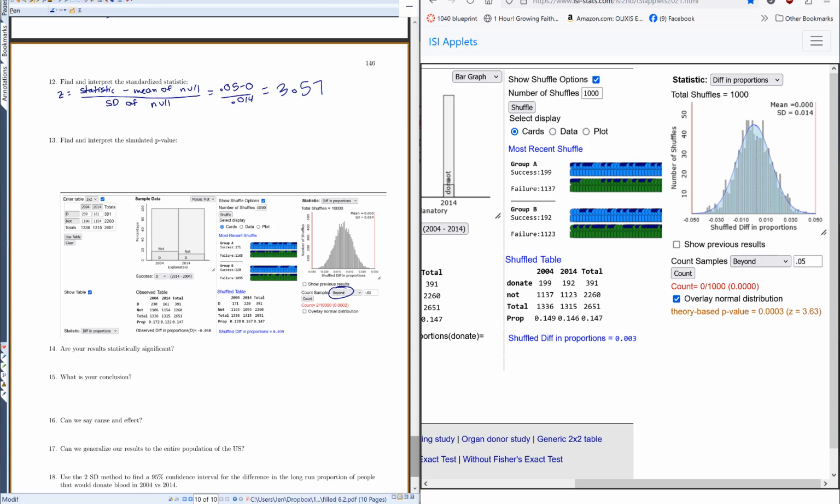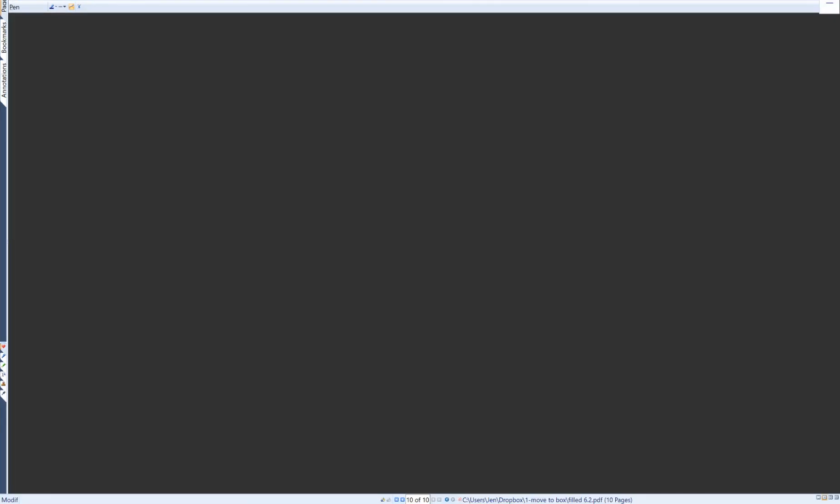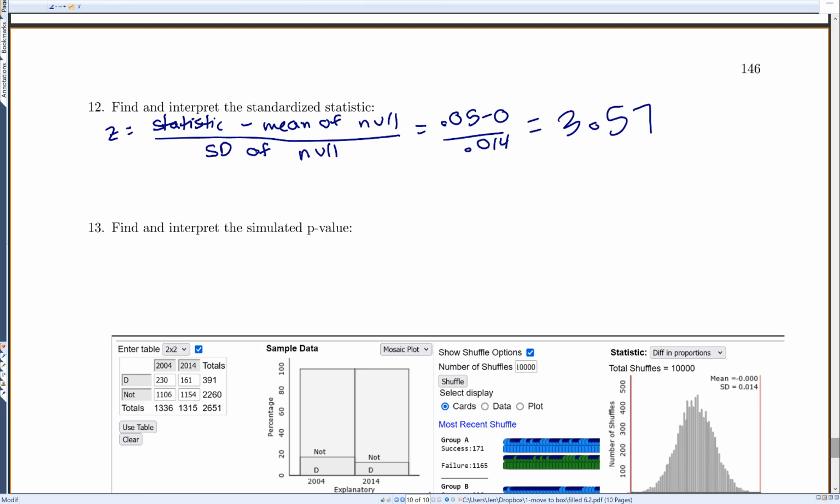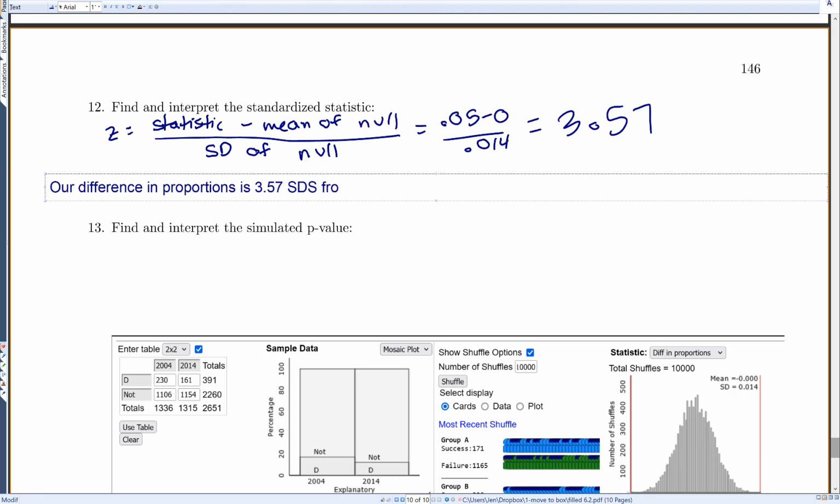Okay. On the test though, they might only give you this and you won't have the data, so make sure you still know how to do it by hand. So now, oh, let's see, we're supposed to interpret it. So we would say something like, our difference in proportions is 3.57 standard deviations from 0. Okay. And anything that's more than 2 standard deviations away is surprising.